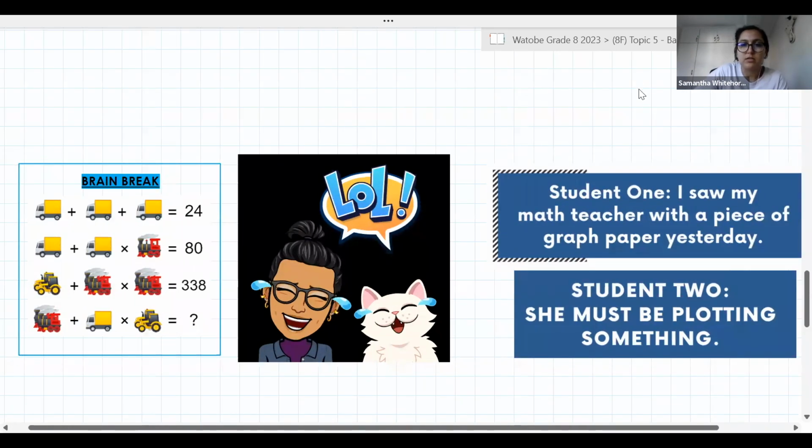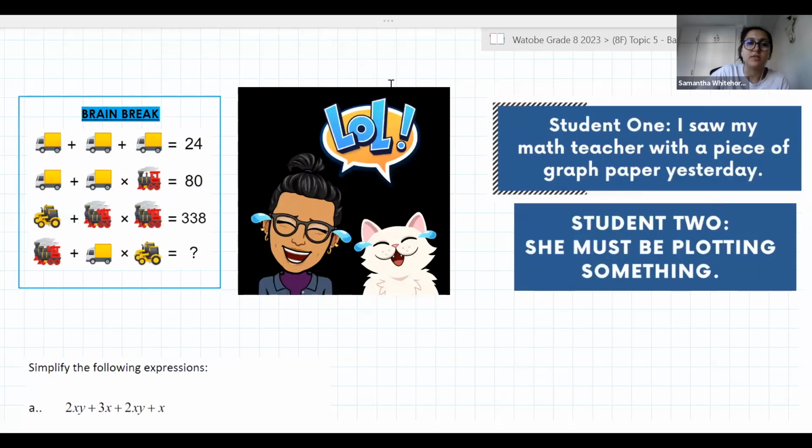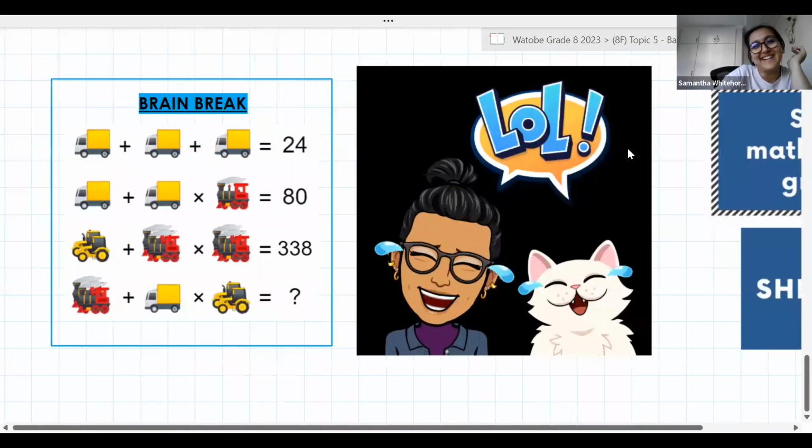We've got our little trucks, trains, and diggers that we're going to find the values of. I just wanted you to see my math joke because I really enjoyed this one. Thought it was hilarious. It says, student 1, I saw my math teacher with a piece of graph paper yesterday. And the other student said, she must be plotting something. Yeah, I know, that's the best, super corny joke ever. Oh, y'all will get it when we do graphs, then you'll understand. For now, maybe you're a little bit like, I don't get it. But you'll definitely understand when we do graphs.